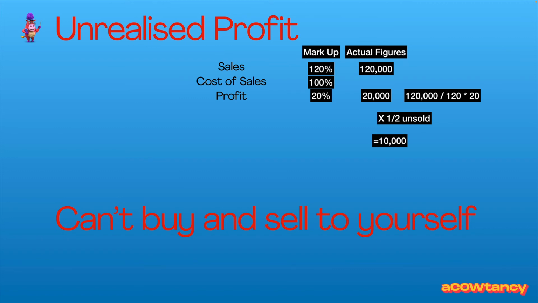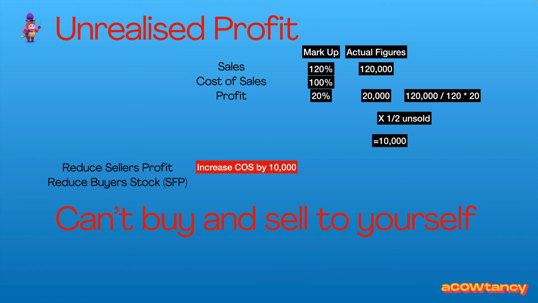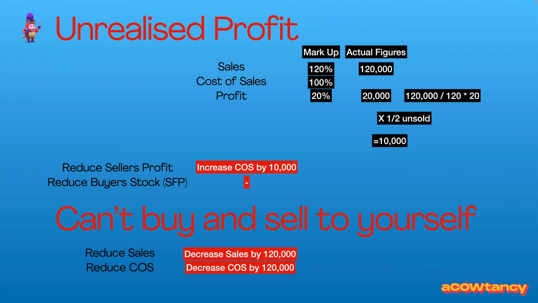What do you do with that? You reduce the seller's profit and the buyer's stock on the SFP. And how do you reduce the seller's profit? By increasing cost of sales. So you increase S's cost of sales by £10,000 and buyer's stock's not interested. We're not doing an SFP on this question, so we can ignore that. And then finally, you can't buy and sell to yourself. So you need to reduce sales, reduce cost of sales by the whole amount. We're not talking about unrealised. We're just saying you can't buy from yourself, you can't sell to yourself. So can you please decrease sales by 120 and decrease cost of sales by 120? So can you see that cost of sales has been increased by 10, then decreased by 120. So overall, a decrease of 110.